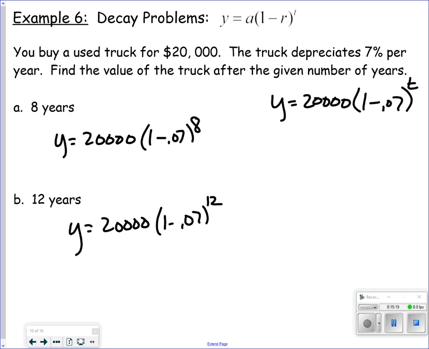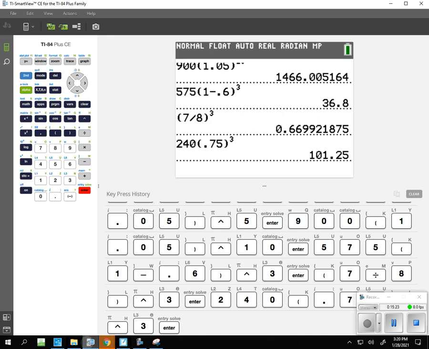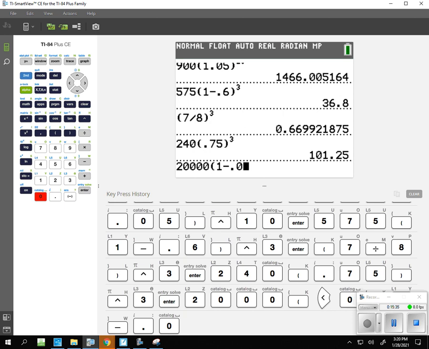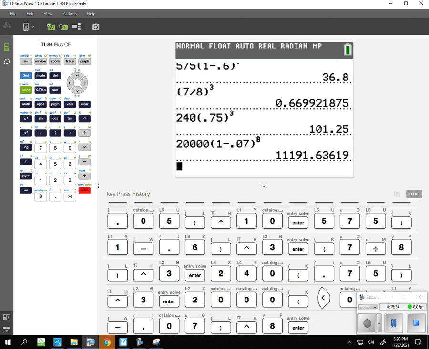For 12 years. So I'm going to go back to my graphing calculator. I'm going to do both of these at the same time. So I've got 20,000 times 1 minus 0.07 raised to the 8th. I'm going to write that answer down here in just a minute.